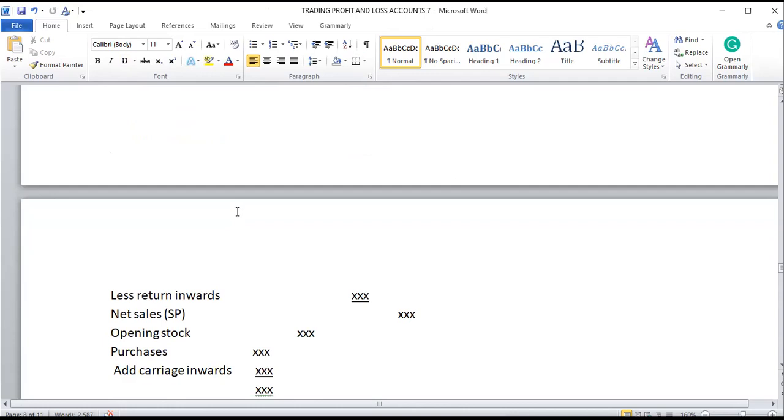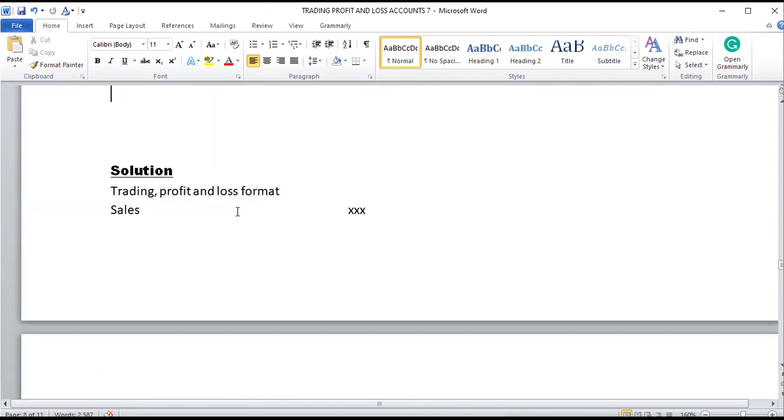Now the solution. This is the format that we use to prepare the trading profit and loss account. Please go and watch the first video on the trading profit and loss account, where I've explained the format and so forth. This is what the trading profit and loss account format looks like. You have your sales.